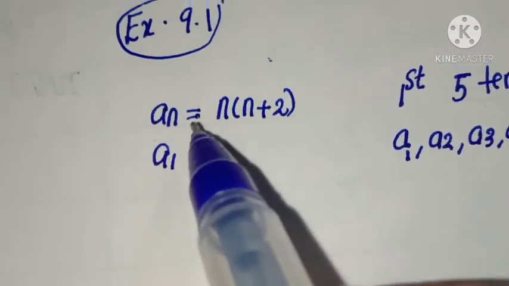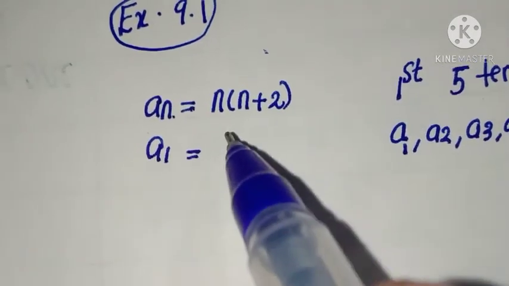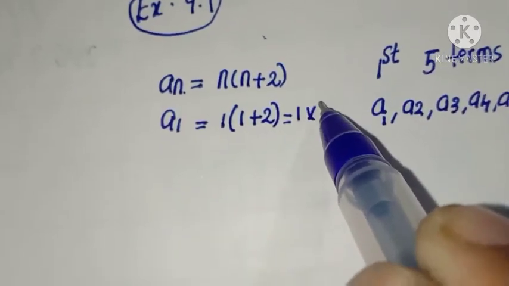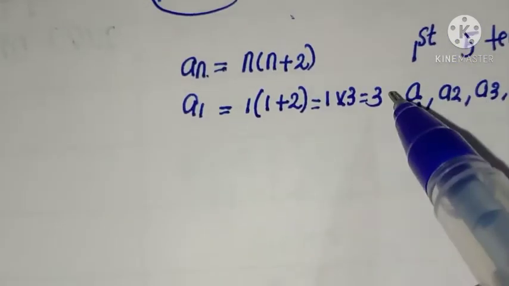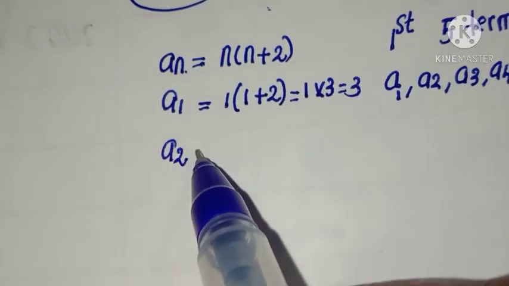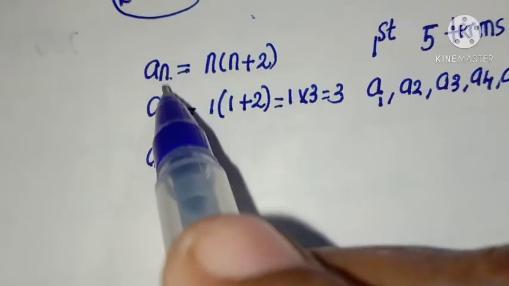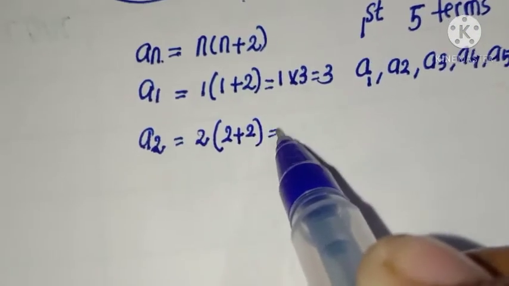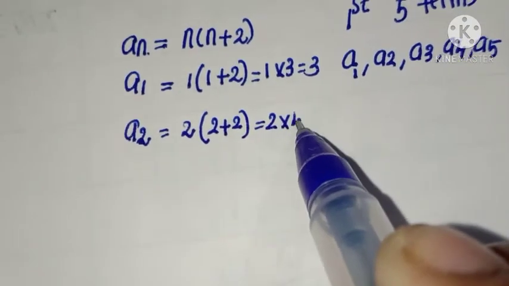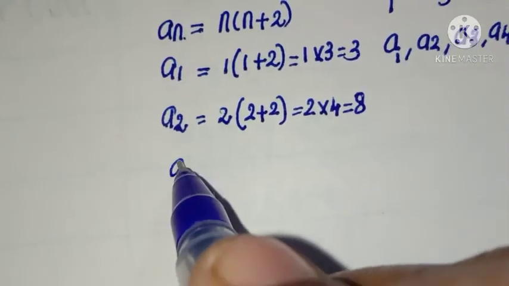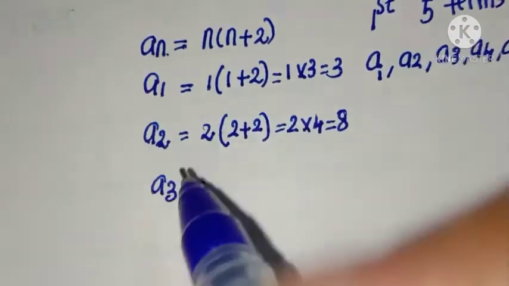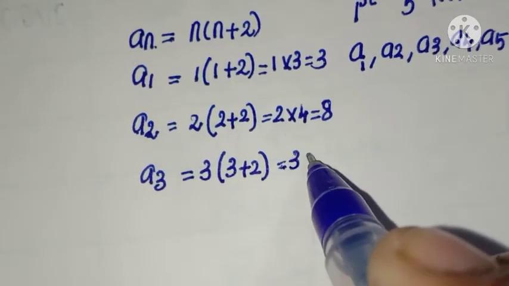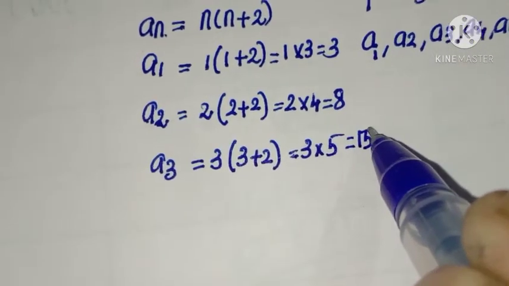So it's a simple one. Put n equal to 1 in this expression. So 1 into 1 plus 2, this 1 into 3 is 3. So 3 is first term. Now find second term a2. So put n equal to 2 here. 2 into 2 plus 2, that is 2 into 4, 8. A3, third term, put n equal to 3. So 3 into 3 plus 2, 3 into 5, 15.